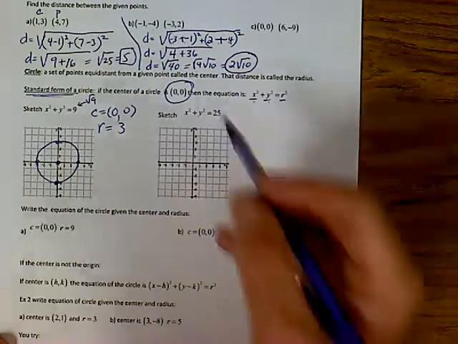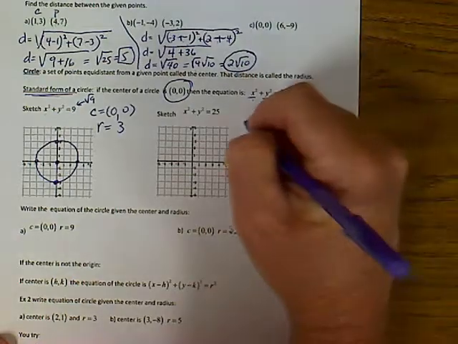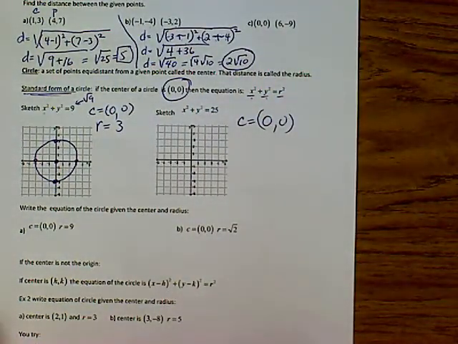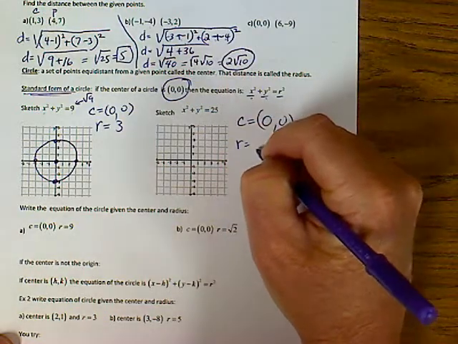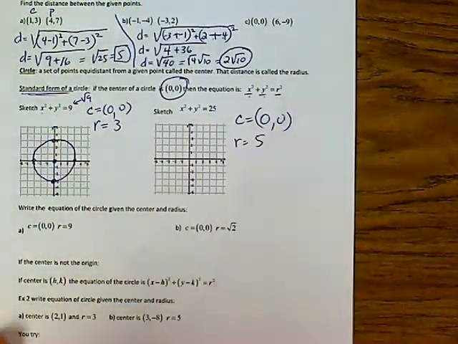All right, so second one here. What is the center? Well, there's nothing with x. There's nothing with y. So your center is going to be 0, 0. Okay? And then your radius will be 5. And again, how did I get that? I square root this back number.